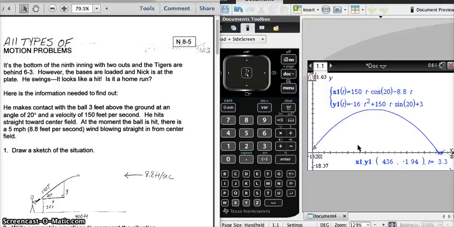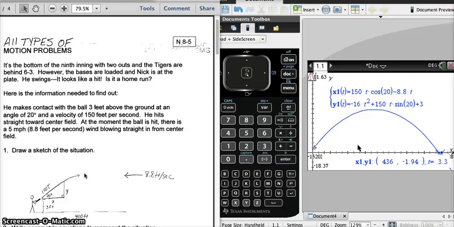Okay, here are the notes for N8-5. So, all types of motion problems. You will have one similar to this on the quiz. So make sure you practice these problems and check your answers. Remember, I emailed you the answer keys, so just go through and check your answers as you go through these problems.